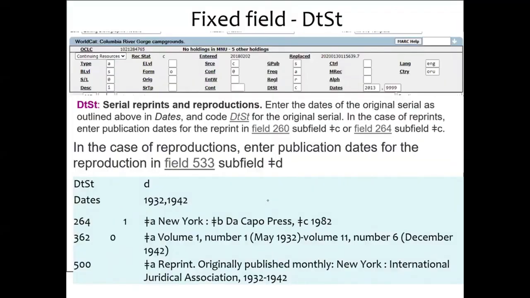For reprints and reproductions, you're going to enter the date of the original serial as listed in the dates field above. So you're going to use the R when you have a date for the original serial. And then you're going to enter your publication dates for the reprint within your 264. We won't talk too much about reproductions, but you may occasionally have a serial reproduction. So it looks something like this, where you put in your original information and then the previous information.